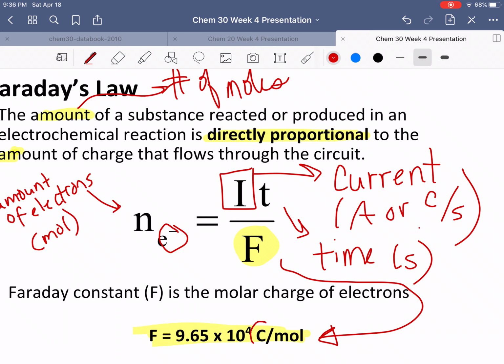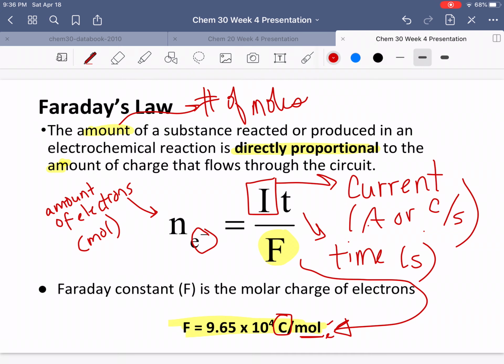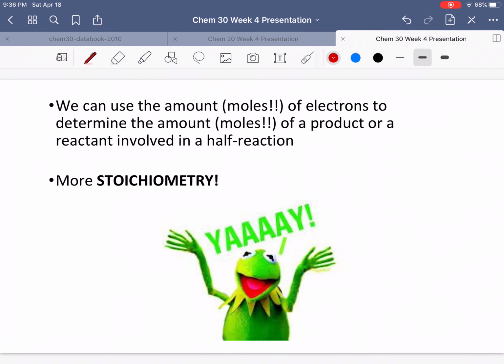Notice the units, coulombs. That's why it's useful to write amps as coulombs per second instead of just amps. And it's coulombs per mole of electrons. Alrighty. Let's continue and actually consider how this works. Well, if we're focused on amounts of moles, and that's amount of electrons versus of a product or reactant, then ultimately, guys, comparing amounts is stoichiometry. Yay! Stoichiometry.